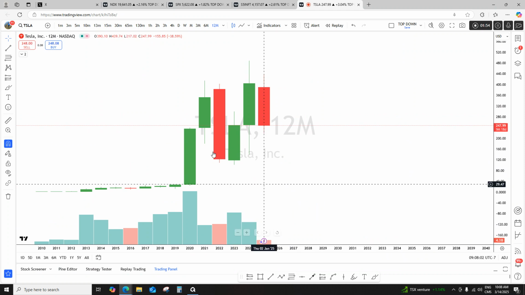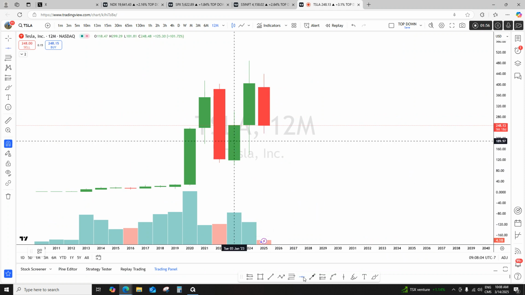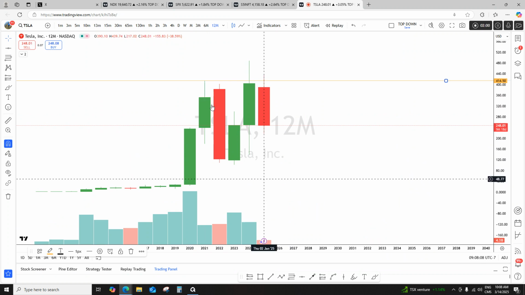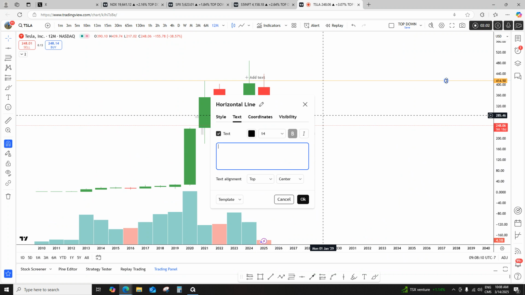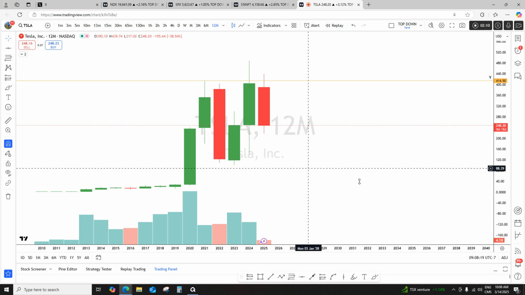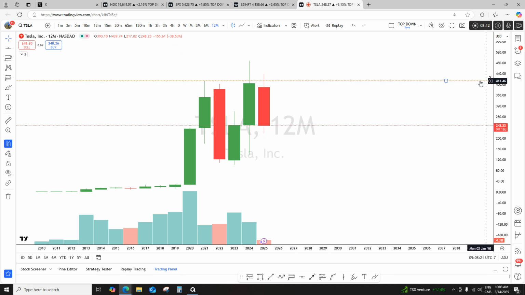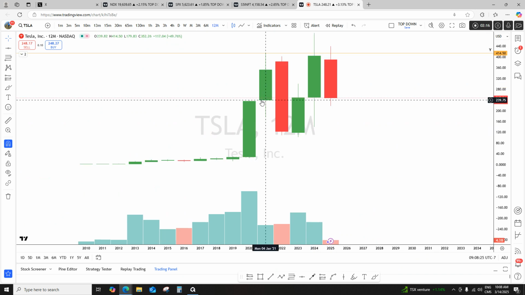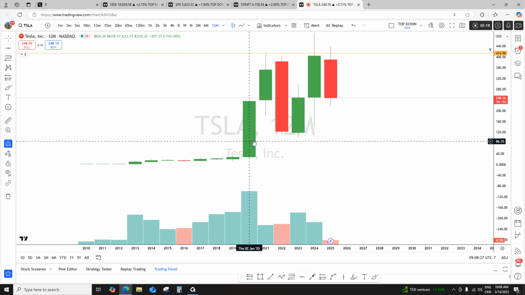So I will just draw a horizontal line right here, at this wick, so that we know what's going on once we go down into lower time frames. I'll write Y here and move it to the right side. This is telling us that yearly time frame supply zones or demand zones are very powerful.